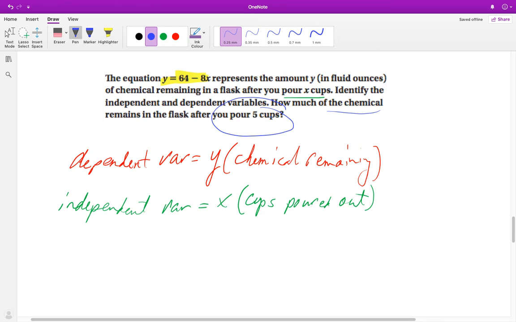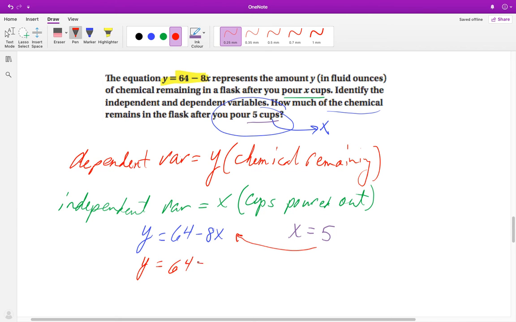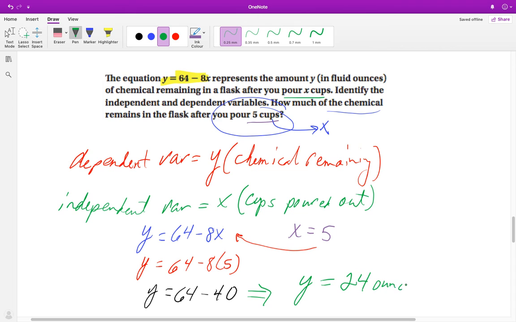Well, when we're pouring out cups, does this represent our x or our y? This represents our x. So when we have the equation y is equal to 64 minus 8x, I know if I want to solve how much is left over after I pour out 5 cups, that means x is equal to 5. So I need to substitute 5 in for my x. So y is equal to 64 minus 8 times 5. Y is equal to 64 minus 40. So in this case, I'm going to write it over here. Y is then equal to 24 ounces. So that means that's how much we would have left.